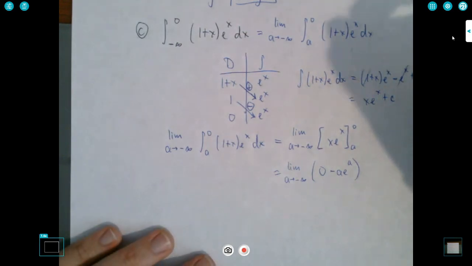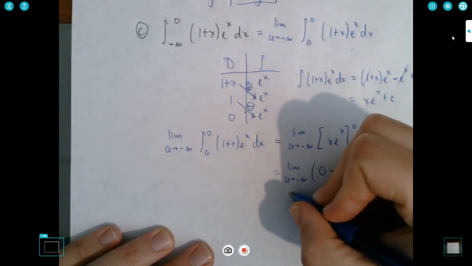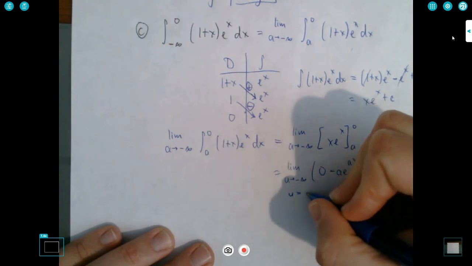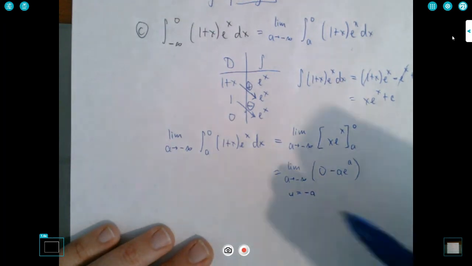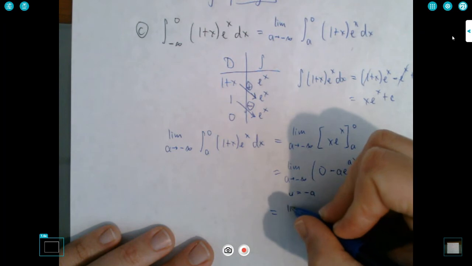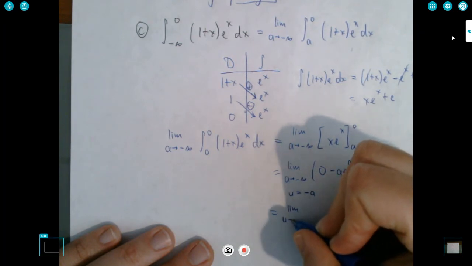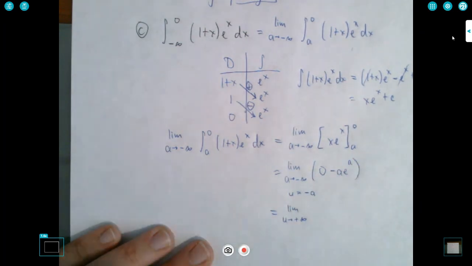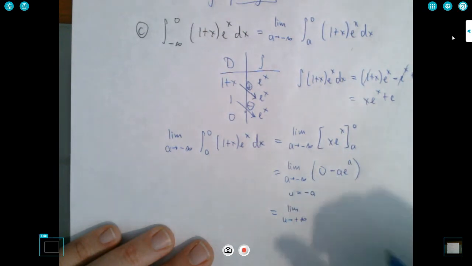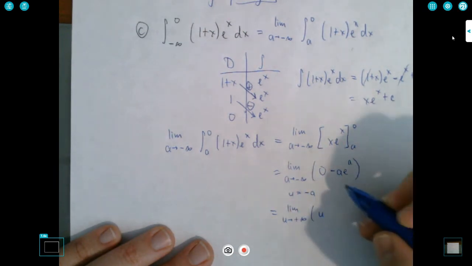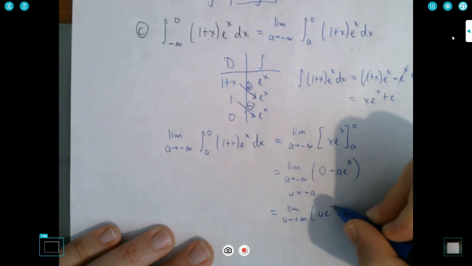Just to make it a little easier on ourselves, I'm going to do a little substitution and say let u be negative a, right? Now as a goes to negative infinity, negative a is going to go to positive infinity. So u is going to go to positive infinity. So this is equal to the limit as u goes to positive infinity. And then this negative a will be replaced with a u, and this positive a will be replaced with a negative u.